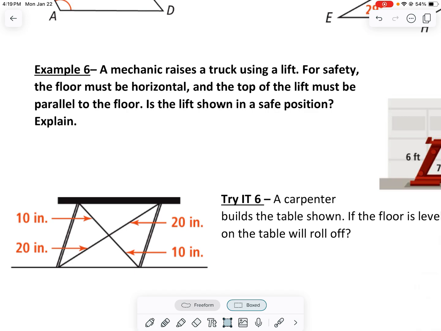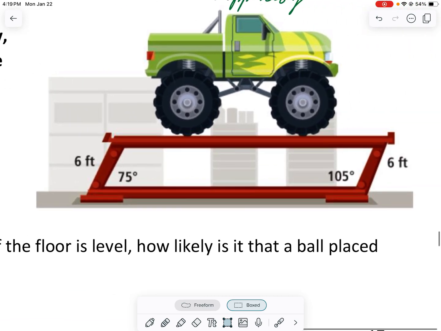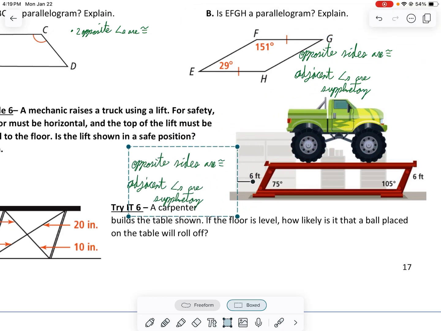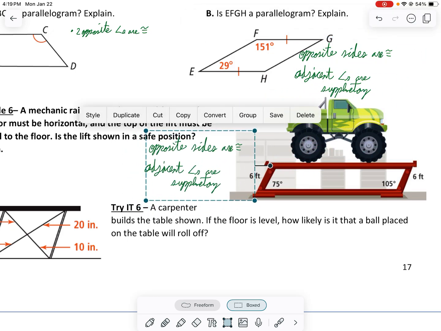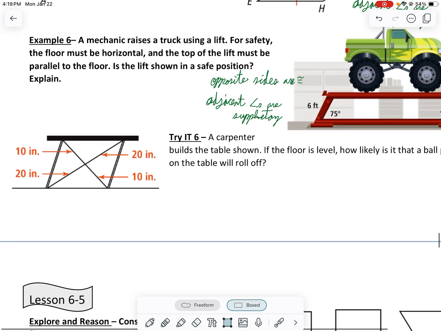Now, let's go to example number 6. A mechanic is raising a truck using a lift. For safety, the floor must be horizontal. The top of the lift must be parallel to the floor as the lift is shown in a safe position. In other words, is this a parallelogram? And this goes right along with our last two problems. It's really using the same thing. Opposite sides are congruent, adjacent angles are supplementary. Does that make it a parallelogram?